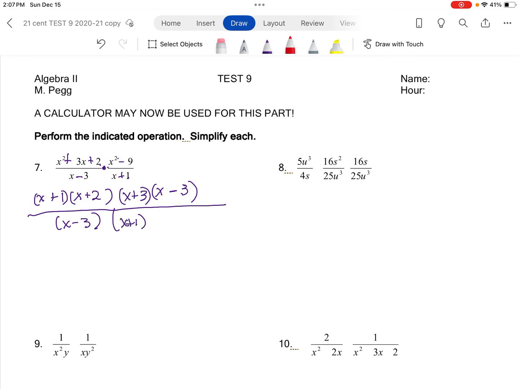Now I'm going to cross out any factors from the numerator to the denominator. I see x plus 1. There is no x plus 2. There is no x plus 3. There is an x minus 3. So I get x plus 2 times x plus 3.